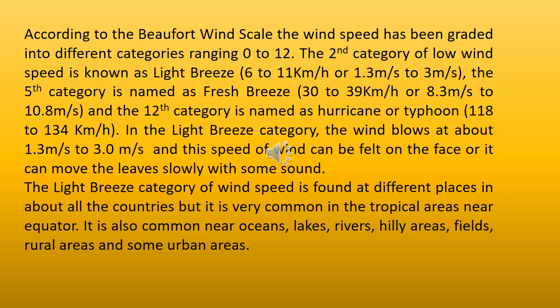In the light breeze category, the wind blows at about 1.3 to 3 meter per second, and this speed of wind can be felt on the face, or it can move the leaves slowly with some sound. The light breeze category of wind speed is found at different places in about all the countries, but it is very common in the tropical areas near the equator. It is also common near oceans, lakes, rivers, hilly areas, fields, agricultural fields, rural areas, and some urban areas.